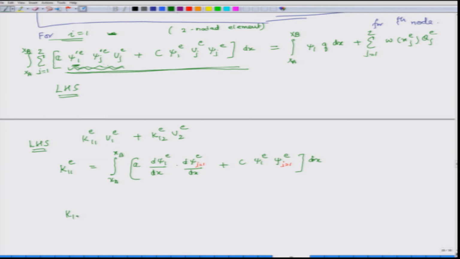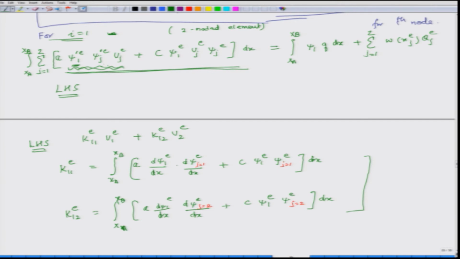Similarly, K12E is the integral from xa to xb of a times du1E over dx, it is not u1, d psi, d psi, and here j is equal to 2, dx, plus c psi 1 E dx. Okay. I know everything in this integral.